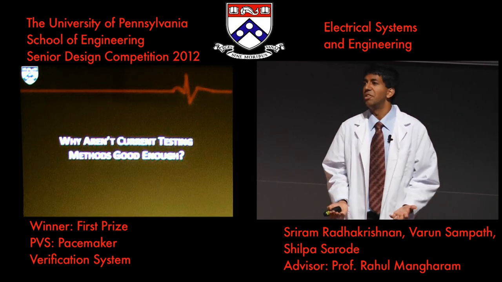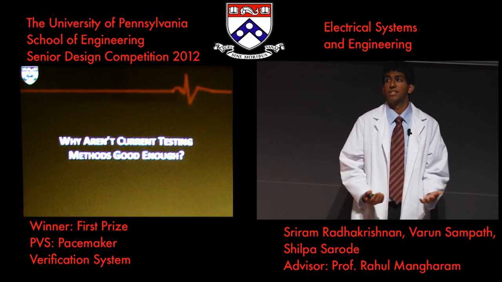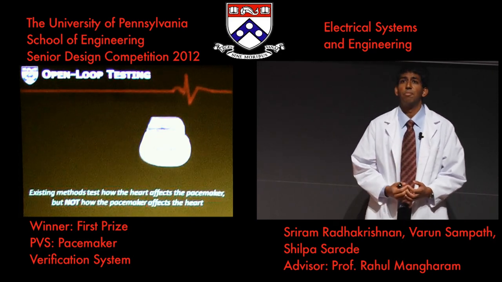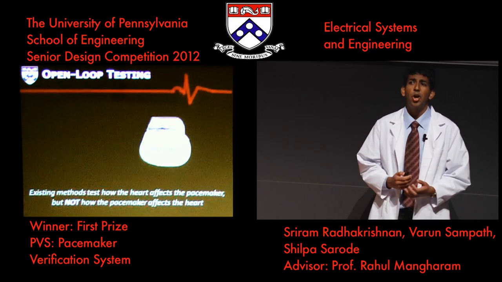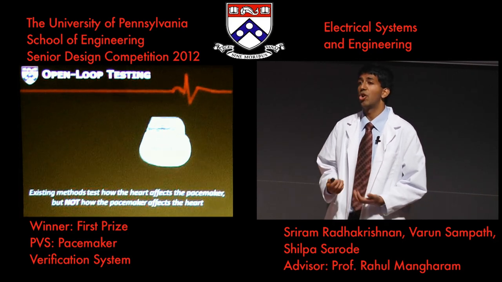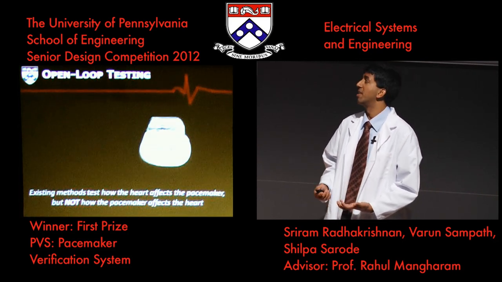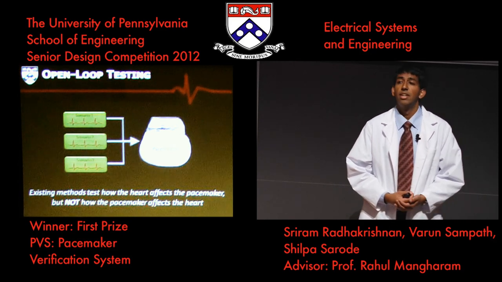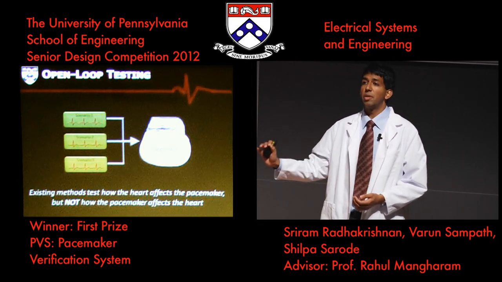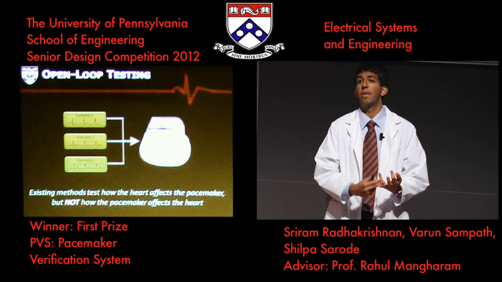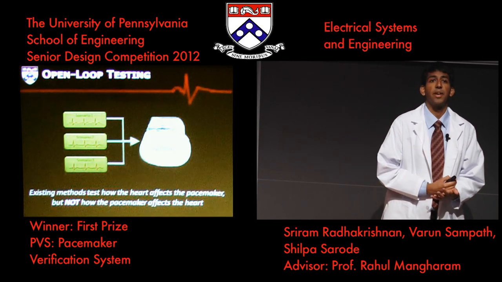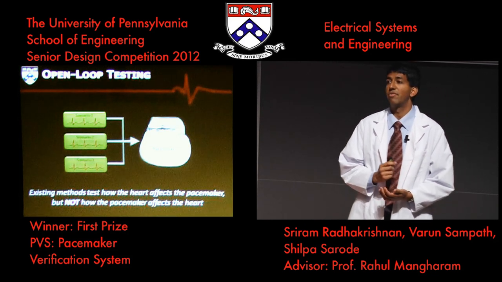So why do we even need a new testing system? Why aren't current testing methods good enough? Current known testing methods employ open loop testing. Open loop testing means that we take the various heart scenarios, heart conditions, heart arrhythmias, and we throw them at the pacemaker, and we see how the pacemaker responds. And all we do is measure the output of the pacemaker, see does it pace correctly, does it pace incorrectly. So while this tests how the heart affects the pacemaker, it does not test how the pacemaker affects the heart.